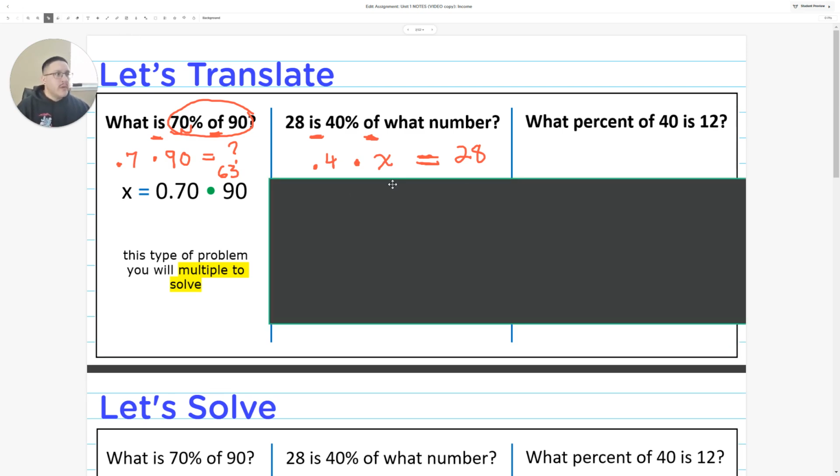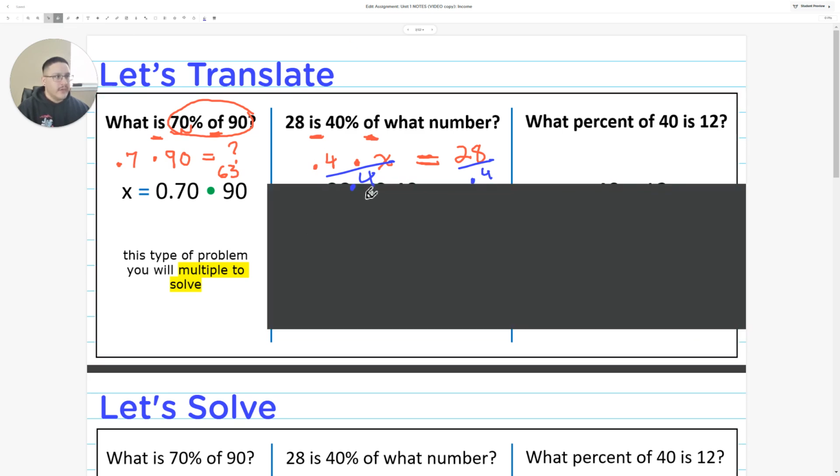Now, what do we do? How do we find out what this number is? Well, this is a math equation. 0.4 times x equals 28. We need to solve for x by doing the opposite of whatever is attached to that x. Right now it's being multiplied with the 0.4. So what do we do to get rid of it and move it to the other side? We divide both sides. So we're going to divide by 0.4 on both sides.